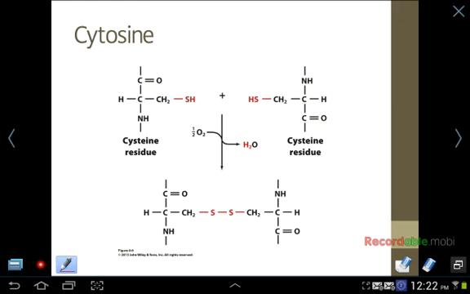If you get two cysteines close together, you can oxidize and remove water, in order to form a disulfide bridge, which is a covalent bond between two neighboring cysteines. We see this happening a lot in tertiary and quaternary structure, and we can also see this occurring in certain chemical reactions that we'll find and talk about in metabolism.